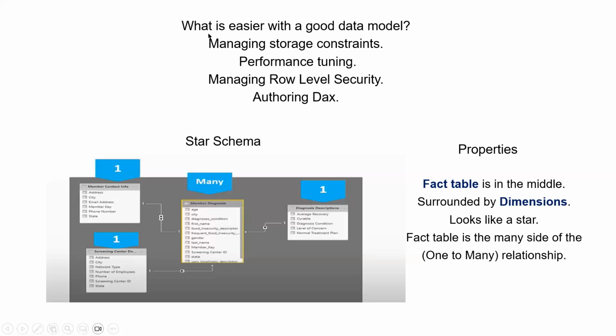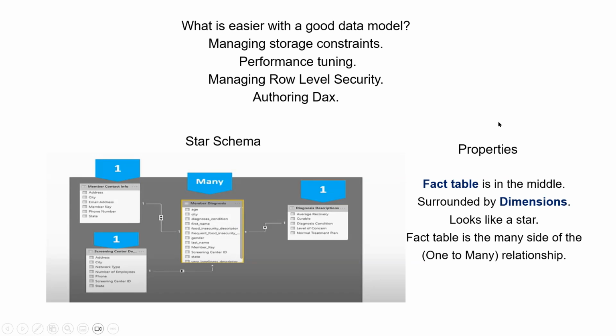What is easier with a good data model? When there is a good data model, storage constraints are well managed. I think it's just a repetition of what we saw before. Performance tuning is well done. When you have row level security in place, it is well managed. And when you are writing your DAX, if you are working with Power BI, your DAX depends a whole lot on your data model. When the data model is well done, writing your DAX becomes easy.